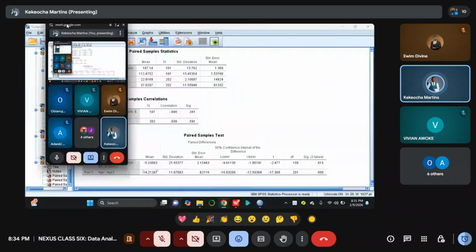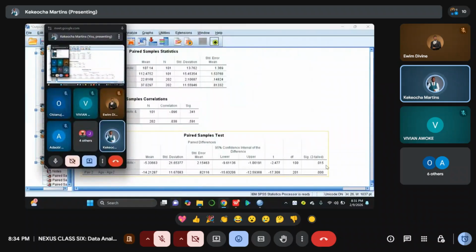So the important things to look out for here is you can first come to the significant value. If you see here, you get 0.15, which is less than 0.05. So there is a significant difference between the two measurements. Same thing with the first age and the second age. You have 0.000, which is less than 0.05. So there's a significant difference.